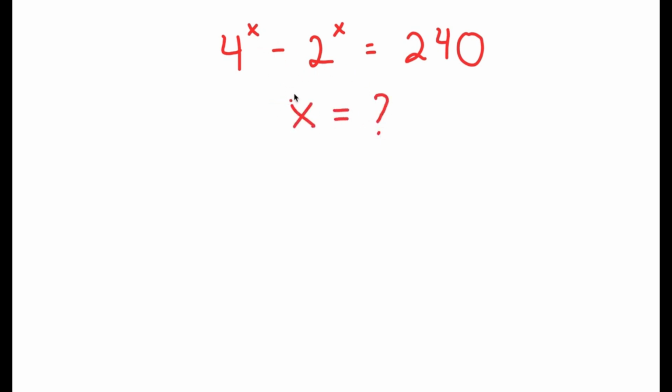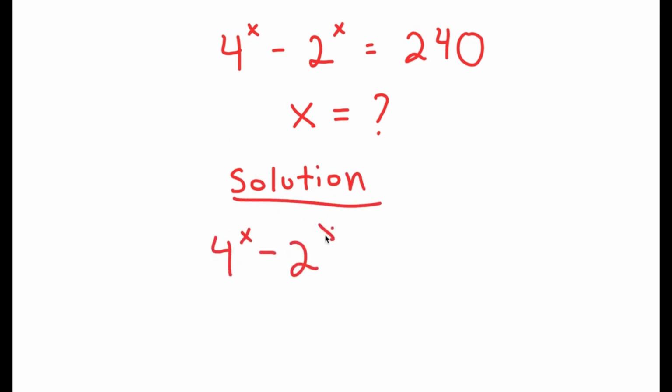Alright, so in this video, I'm going to solve the equation 4 to the power of x minus 2 to the power of x is equal to 240. So my only variable in this equation is x, so that's what I'm going to be solving for. And now for my solution. So I'm going to first start with my equation, 4 to the power of x minus 2 to the power of x is equal to 240.